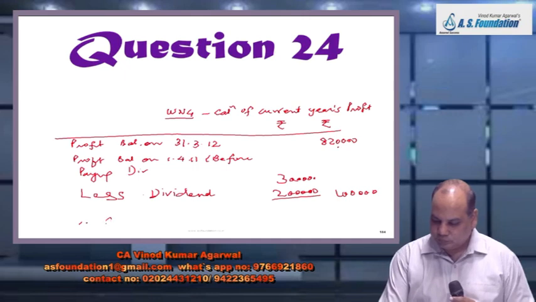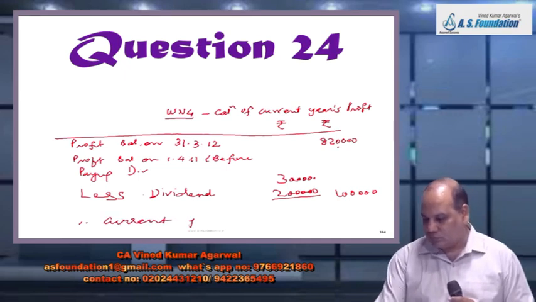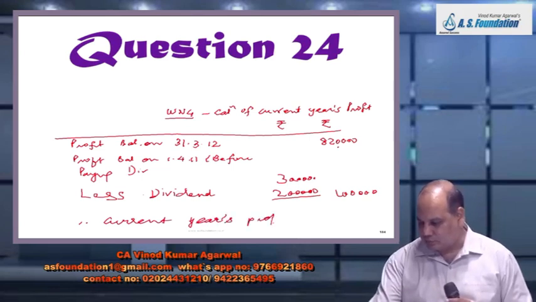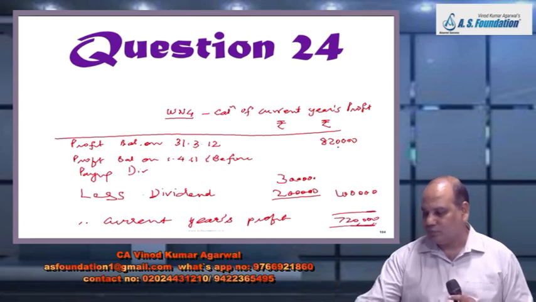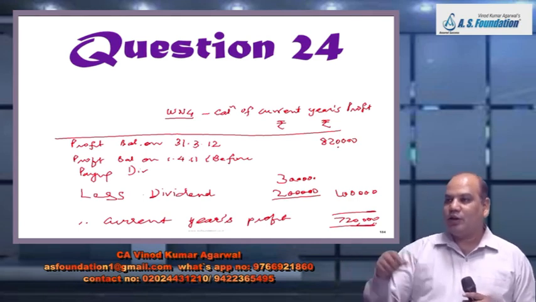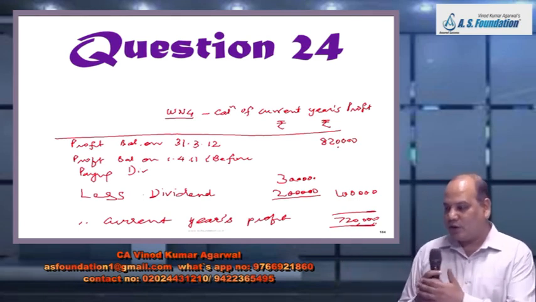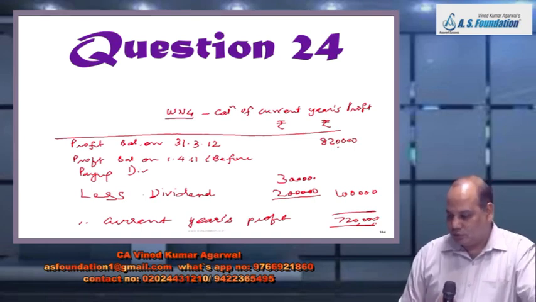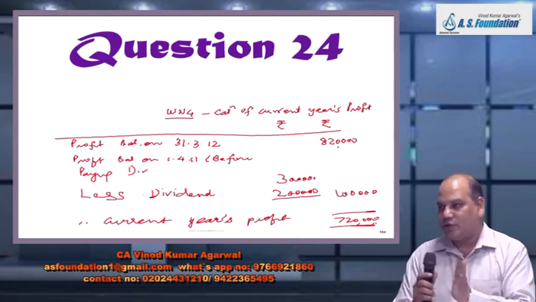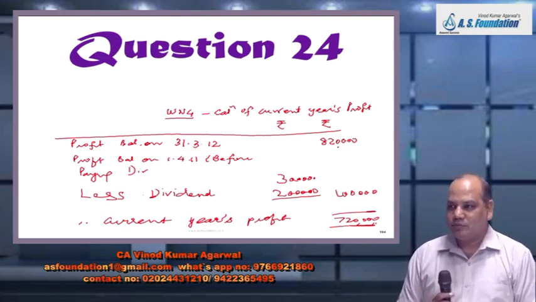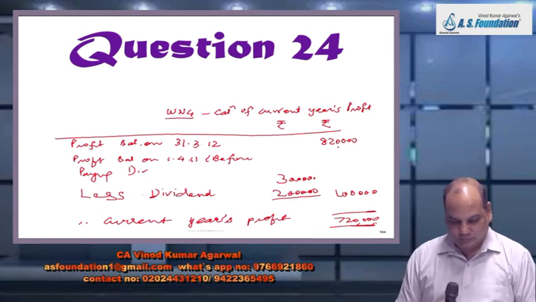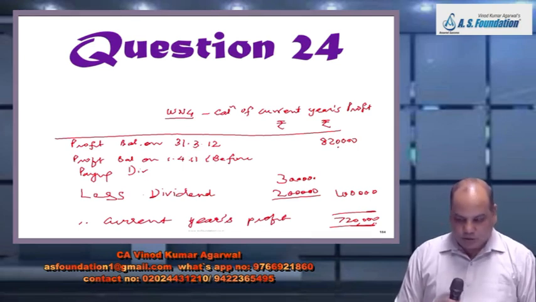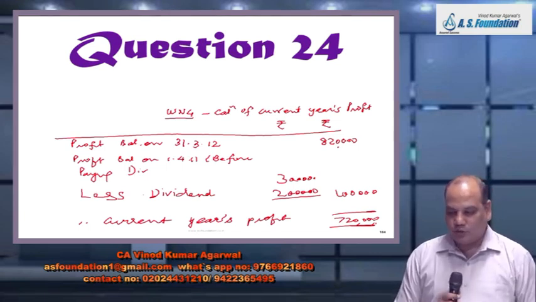Therefore, current year's profit is 7,20,000. That we have written in the answer. Current year profit 7,20,000 apportioned in 6:6 ratio. And this dividend that we have paid, 2 lakh, we have adjusted in retained earning. This answer is over.